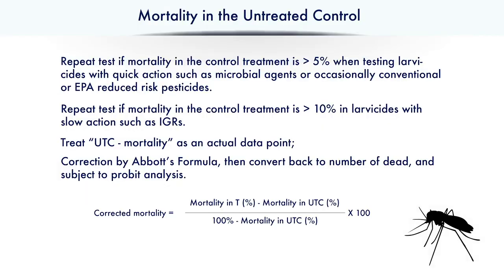If the control mortality is between 5% and 20%, the mortalities of the treated groups should be corrected according to Abbott's formula. Tests with control mortality greater than 20% or pupation greater than 10% should be discarded.